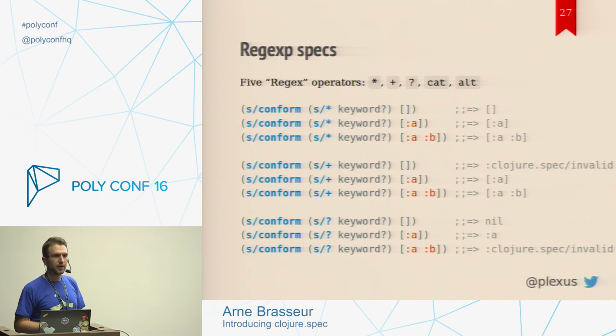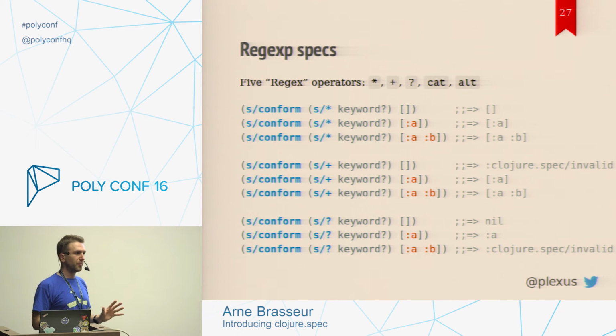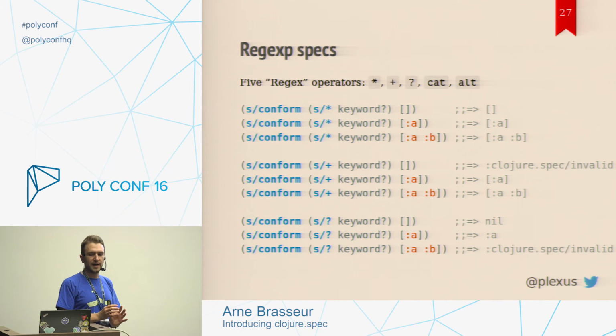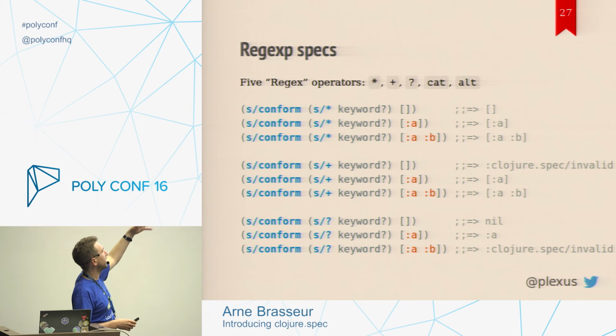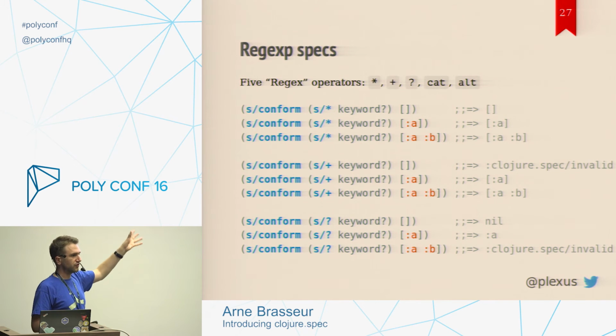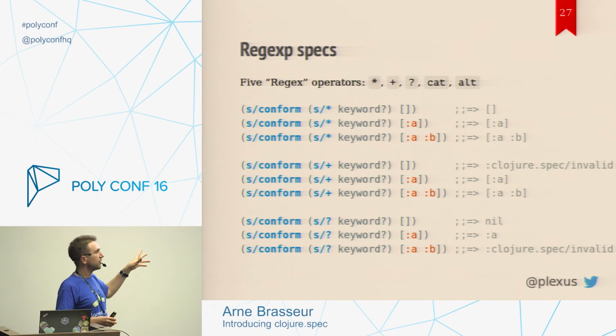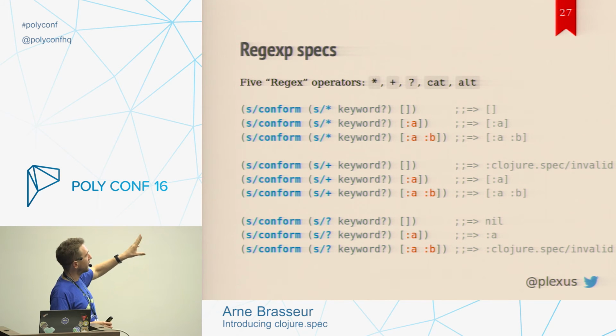So how does that look? There are 5 regular expression operators that you can combine, and they should look more or less familiar. We have 3 quantifiers, the star, the plus, and the question mark, which are exactly the same as they are in string regular expressions. So a star means 0 or more of a thing. When we have an empty vector or a vector with 1 keyword or with 2 keywords, that's all fine. But when we say plus, it means at least one of a thing. So the empty vector is now no longer valid, and we get back a special value, invalid. But 1 and 2 are fine.